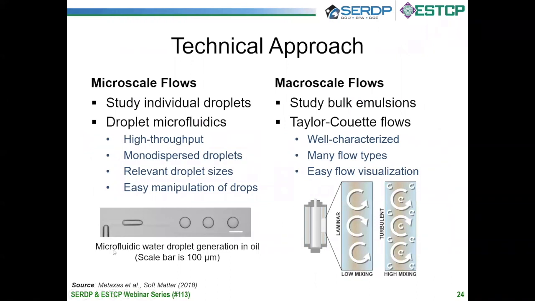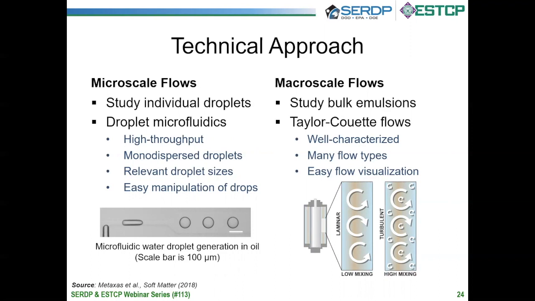So we're looking to understand these stabilization processes as a function of composition, surfactant type, and oil composition, how these emulsions are stabilized and how they can be destabilized. We have complementary approaches of microscale and macroscale flows. On the microscale, we use droplet microfluidics. This allows us to make individual droplets that we can then manipulate. There's high throughput of these droplets.